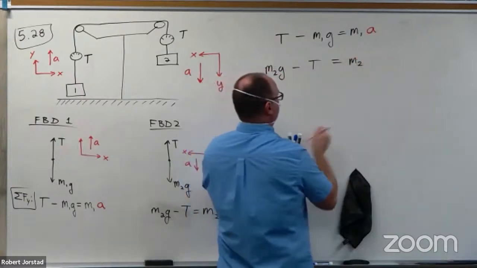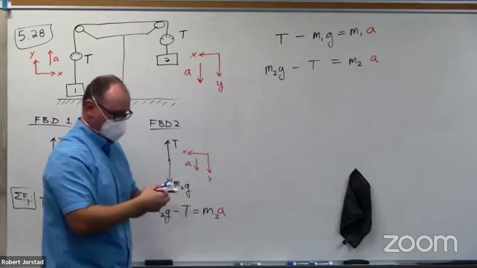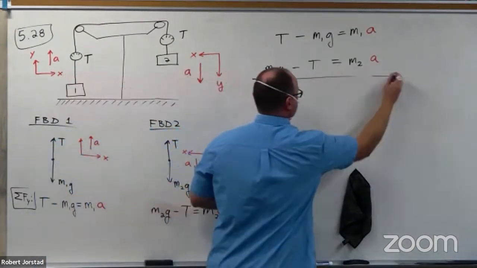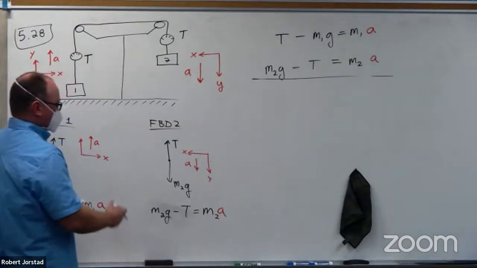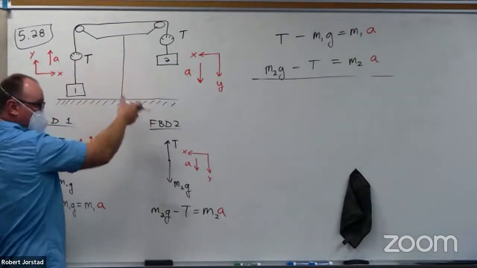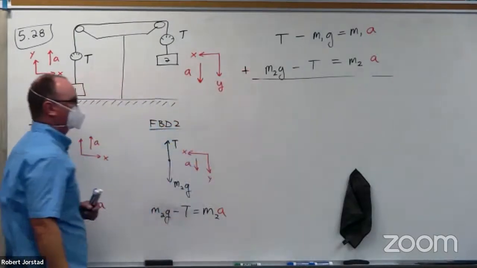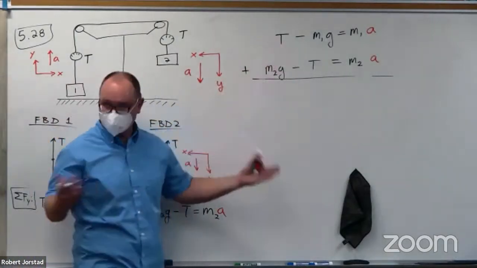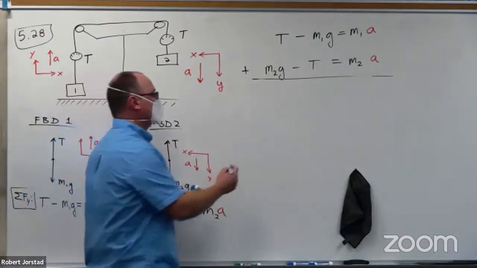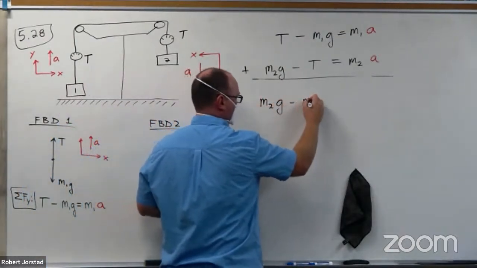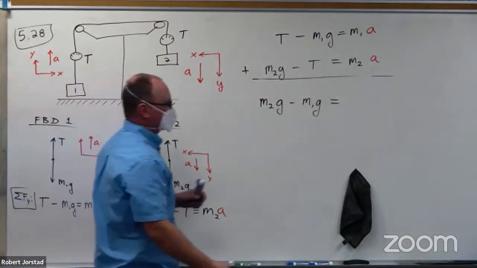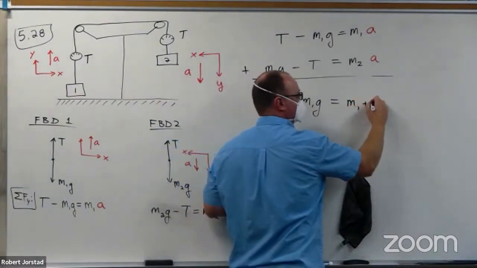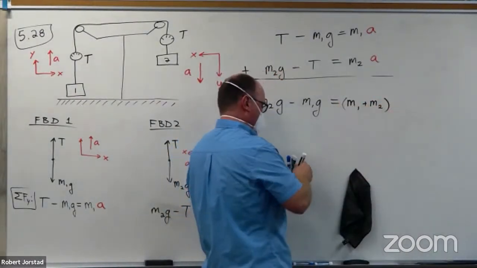There's lots of things. You could solve algebraically for T, plug in, blah, blah, blah. But if you get in this habit, I want you to notice something that helps me check my work when I'm doing these solutions. When we use a rotated coordinate system, then stack the equations and add them, what drops out? The internal force, T, yeah. So notice I get M2G minus M1G equals, what do I get on the other side? M1 plus M2 A. System mass, M1 plus M2, times A.